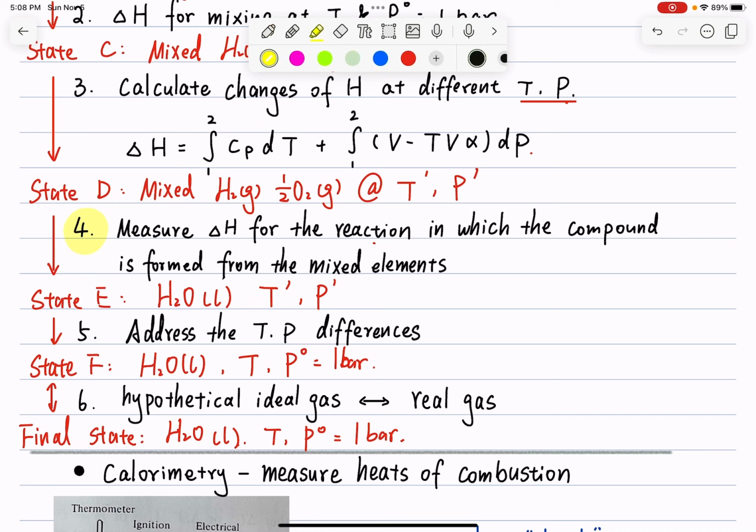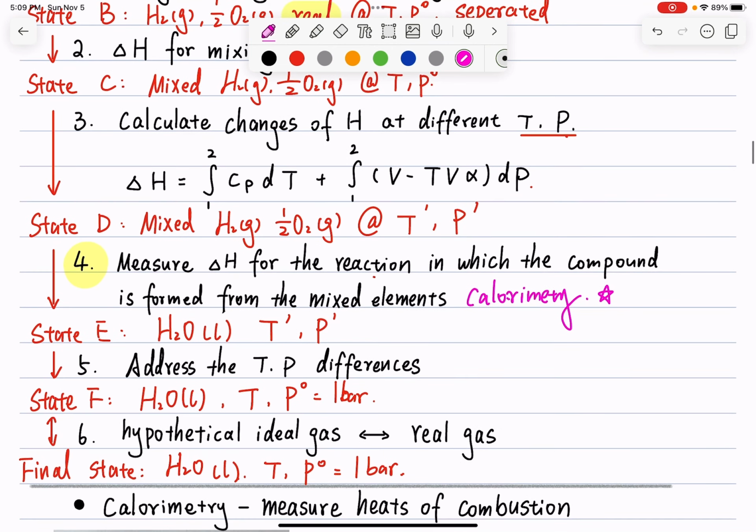So in the rest of this lecture, we will go over 3 different concepts. The first one is to talk about calorimetry. All right, so this is the first topic we will cover today.